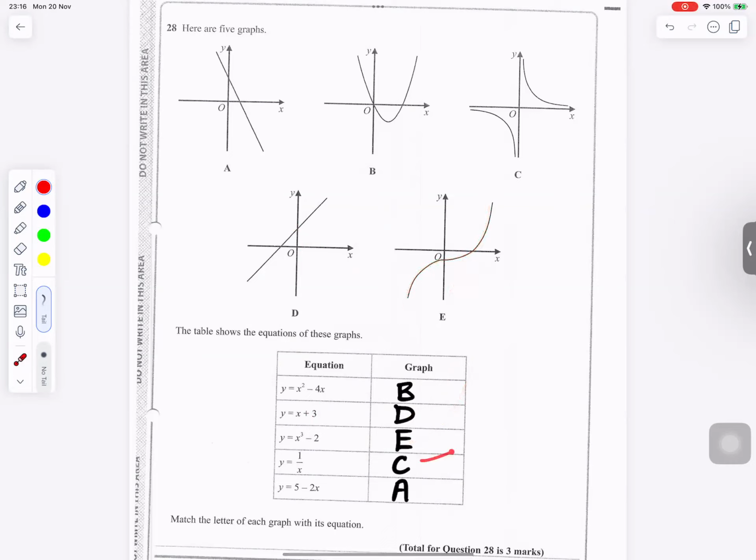1 over x is that one. And 5 minus 2x is a straight line, but the number in front of x is minus 2, so it's coming down. So it's negative. So it's that first one.